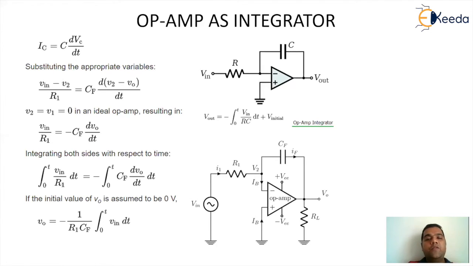So overall, when you see, you will find the value of output as minus 1 by R1 CF integral 0 to t of Vin dt. So this is going to be the equation of the output. The output is basically the integration of input. Hence the circuitry is called an op amp as a basic integrator.